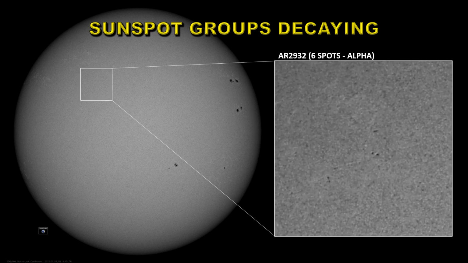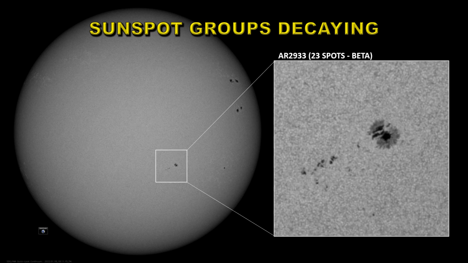Not last but certainly least, we have a very faint area 2932, which seems to be falling apart. It just has a few tiny spots in it. I count 6 spots, so this is an alpha region. Lastly, we have a beta region down here, which is 2933 in the southern hemisphere, one large leading spot and some small trailing satellite spots of opposite polarity. I counted a total of 23 spots in this region.